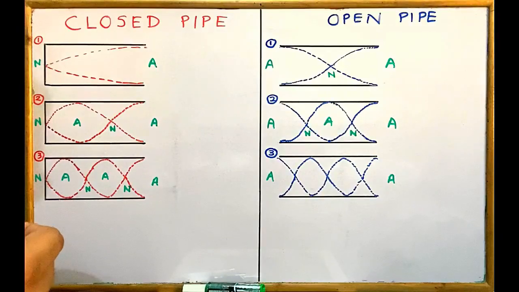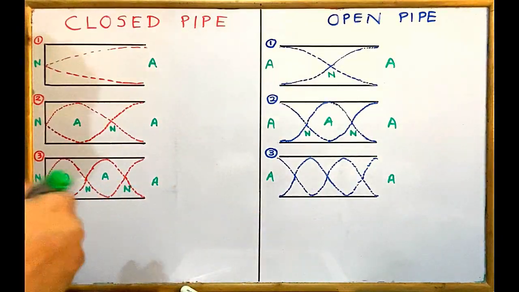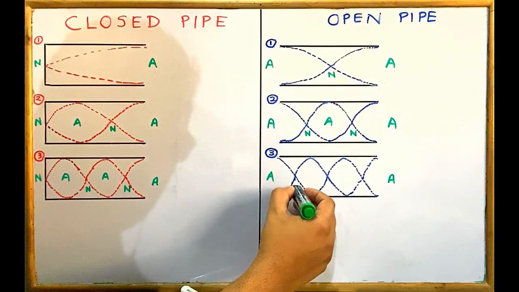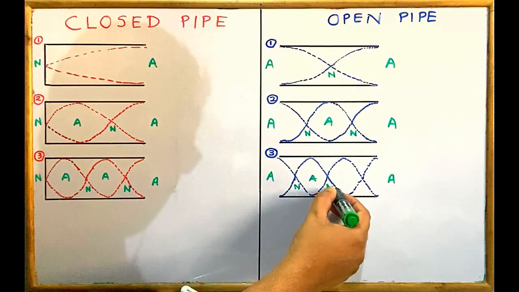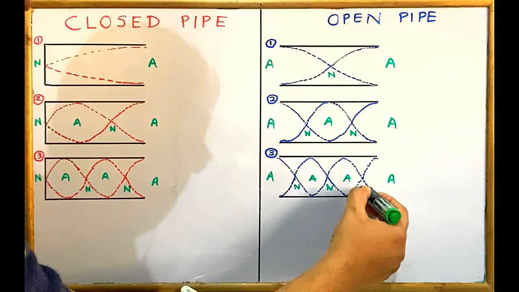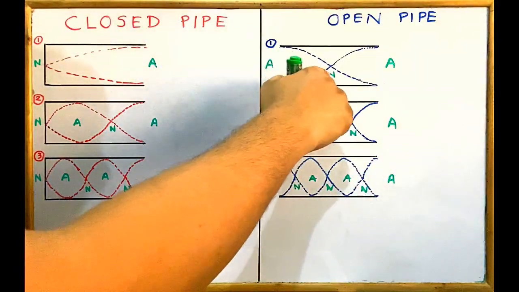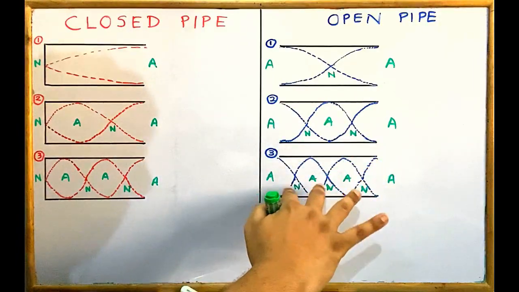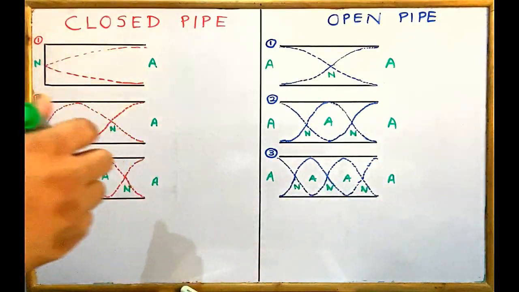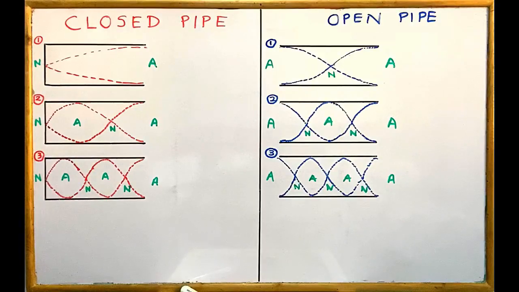So now we have node, antinode, then a node, antinode, node, antinode, node. So I have one node, 2 antinodes, 2 nodes, 3 antinodes, 3 nodes, 4 antinodes, right? That's how the diagram is.